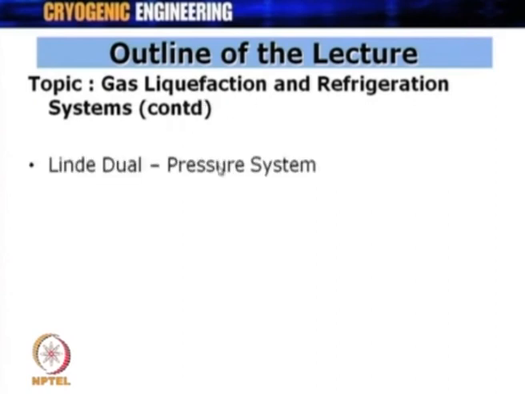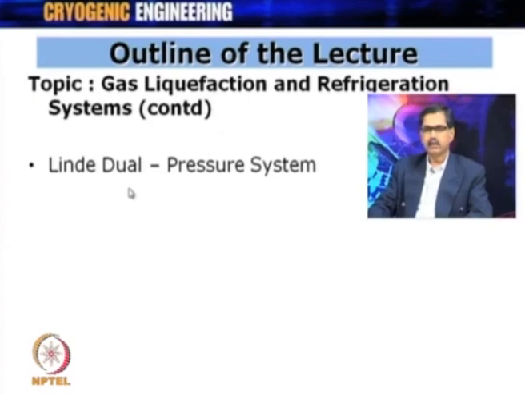In this particular lecture, what we are going to talk about is the Linde dual pressure system. As the name suggests, it has two devices, or two compressors and two expanders to be specific, in this particular cycle. It is again a modification of the Linde-Hampson cycle with dual units existing in the system.